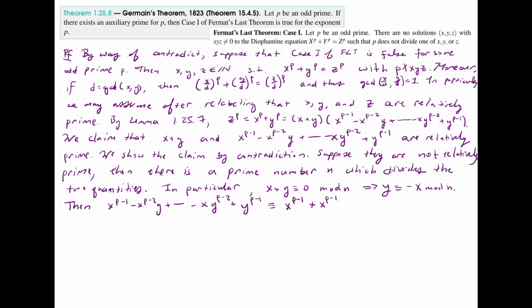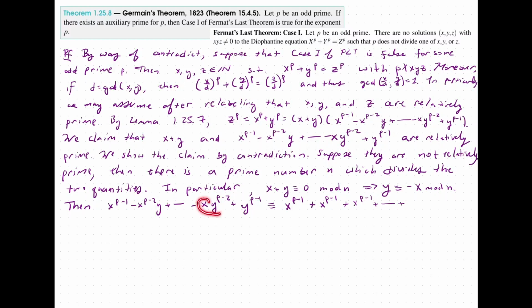Then we consider the next term. Over here, we're going to have a plus x to the p minus 3 times y squared. Y squared is now going to be negative x quantity squared. That's going to give us back x squared modulo n. And so upon multiplying, we're just going to get back x to the p minus 1 again. And we're going to continue along these lines and just continue going forward.